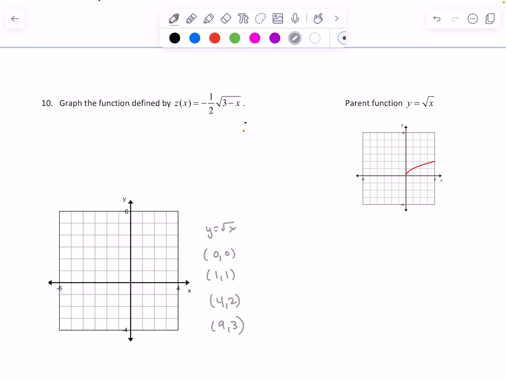Okay, so remember the order is of horizontal shifts, then any stretches or shrinks, reflections, and then last we do vertical shifts.